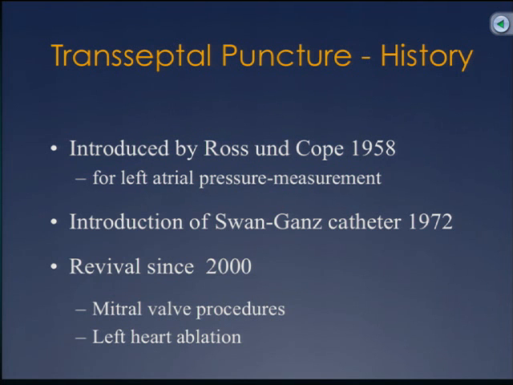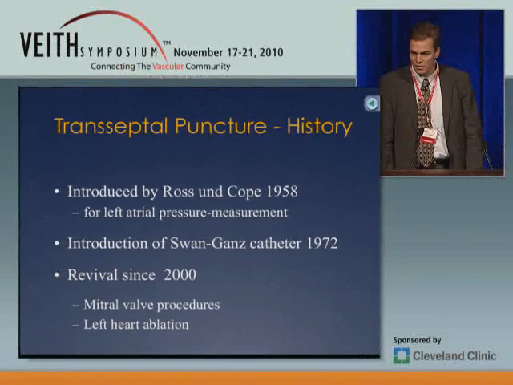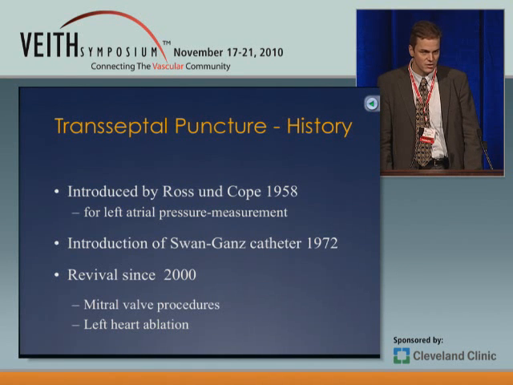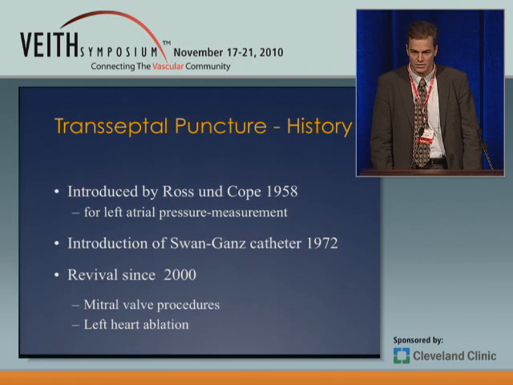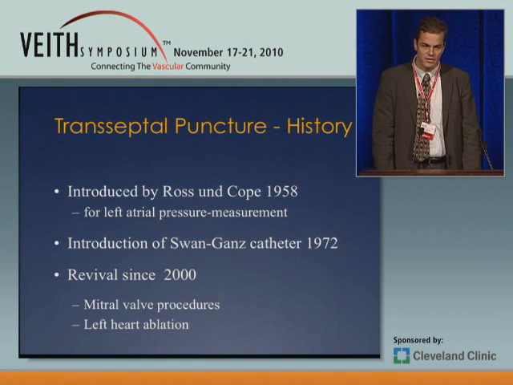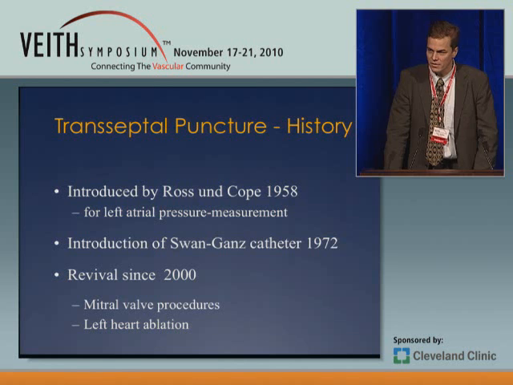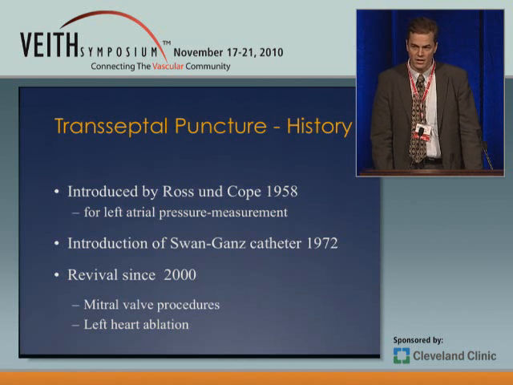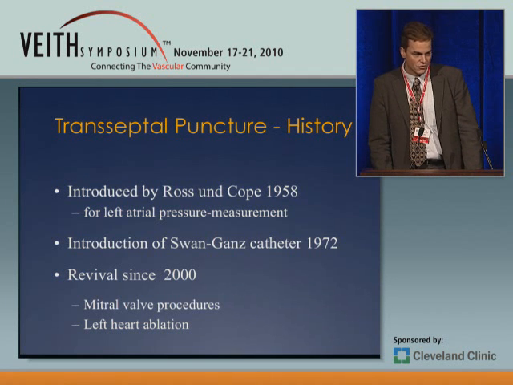Transeptal puncture was introduced in 1958 by Ross and Cope for diagnostic measurement of left atrial pressure, and it became a rare procedure after the Swan-Ganz catheter came in 1972, which allows for measurement of more hemodynamic parameters. During the last 10 years, it has gained more popularity again after introduction of interventional procedures for mitral valve disease and ablational therapy.